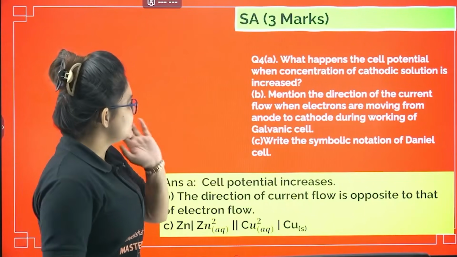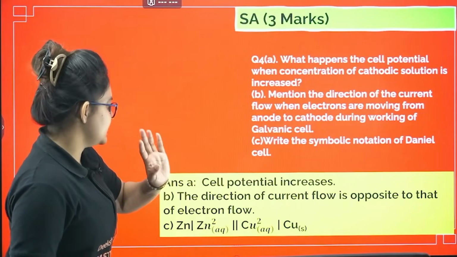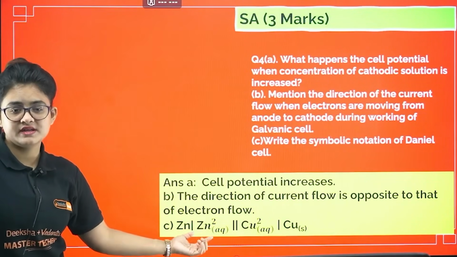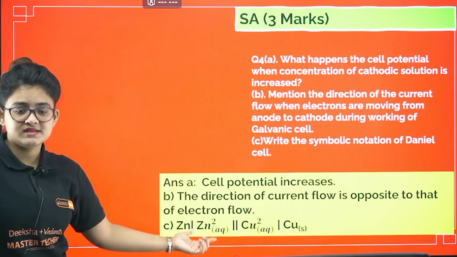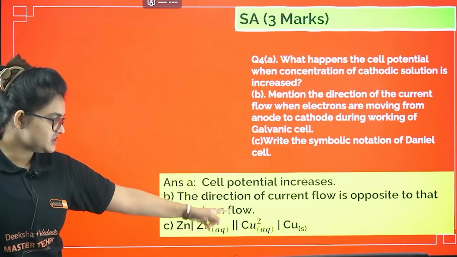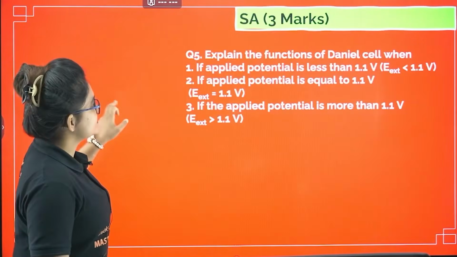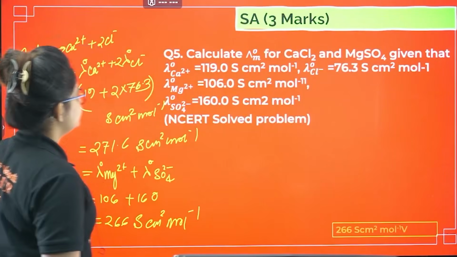Okay, let's proceed. Write the symbolic notation of the Daniell cell. So here comes the symbolic notation. You can see Zn will be converted to Zn2+, it will be oxidized, and this is the salt bridge. Then Cu2+ from the solution will be converted to Cu. That's it. Let's proceed with the next problem.